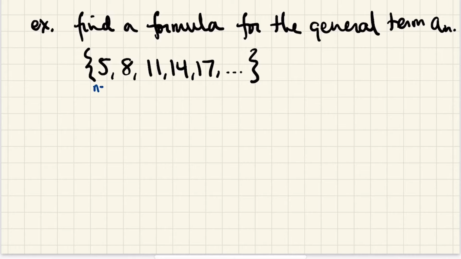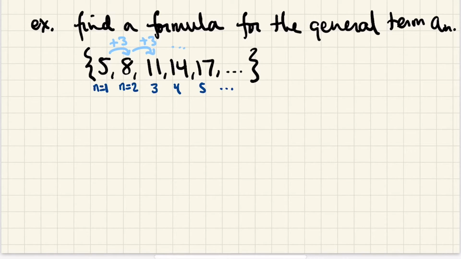First of all, let's decree that the first guy is n equals 1, n equals 2, 3, 4, 5, etc. So those are the indices of this particular sequence. Now, the fact that we notice that we're adding 3 is key here to finding the formula. It means that the formula is going to basically be 3 times n, and we just have to plus or minus something in order to produce the right first term. So, since the first term is 5, we're going to get 3 times 1, which is 3, and we better add 2 in order to create 5. So 3n plus 2. Actually, that's it.